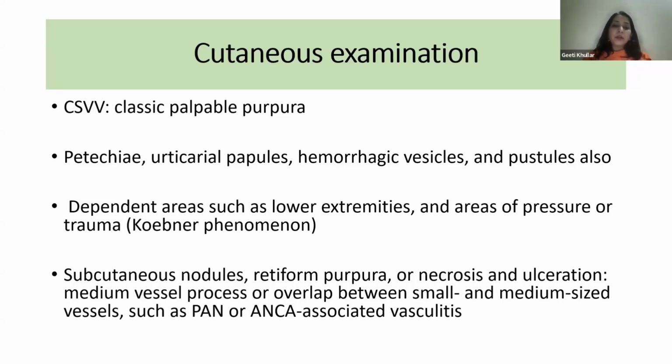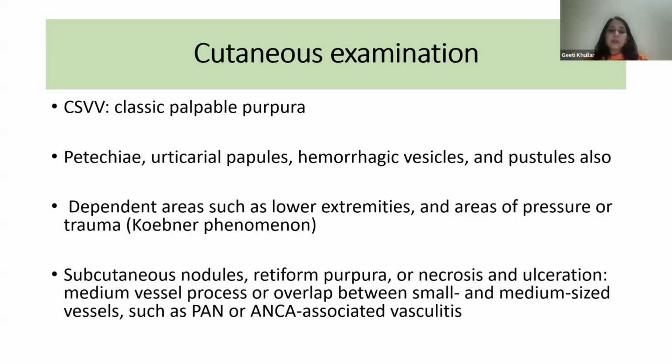Now, the common sites that are involved are the lower extremities and areas of pressure. So we all know that the lower extremities are commonly involved. Sometimes the lesions can also occur on areas which have been traumatized. That is basically the Koebner phenomenon, which can occur in vasculitis.